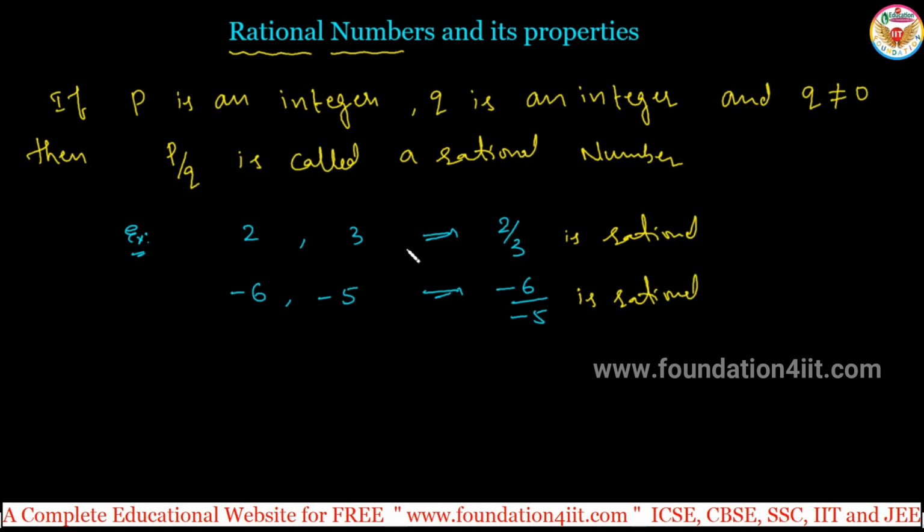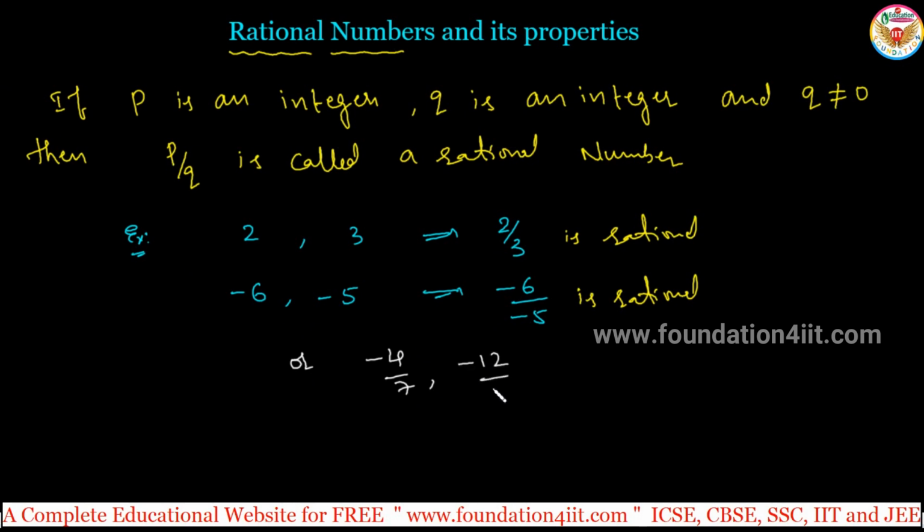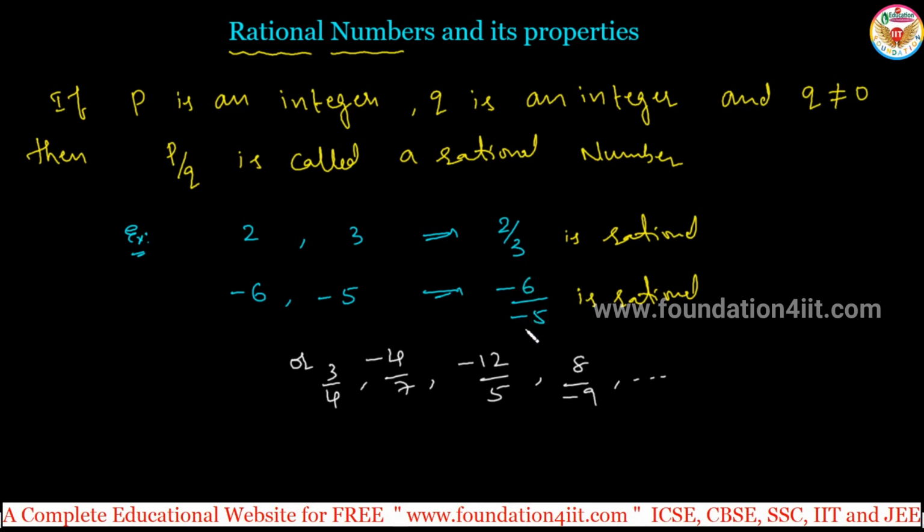Just observe these two numbers: the numerator and denominator must be integers, and the denominator is non-zero, that is, any number other than 0. And when it comes to negatives, for example minus 6 by minus 5, or we can take minus 4 by 7, minus 12 by 5, 8 by minus 9, even in this order we can consider them rational numbers, like 3 by 4, positive, negative. A negative number in the numerator or denominator makes it negative. If both are negative, the number becomes positive.